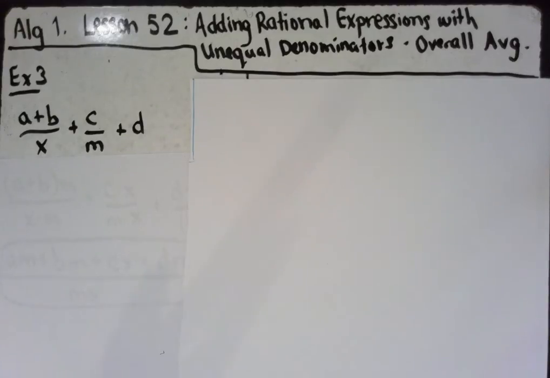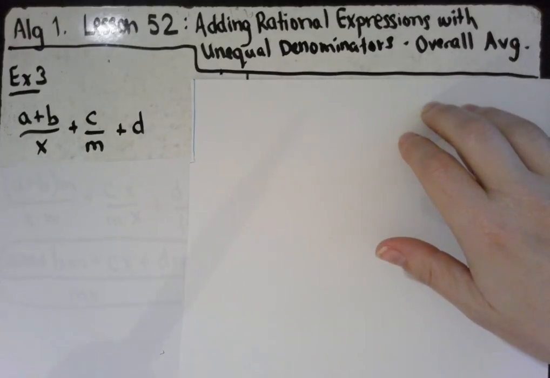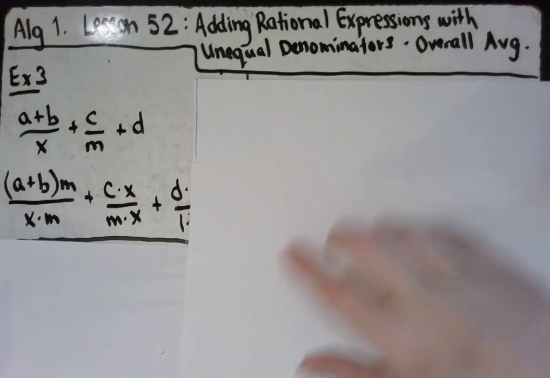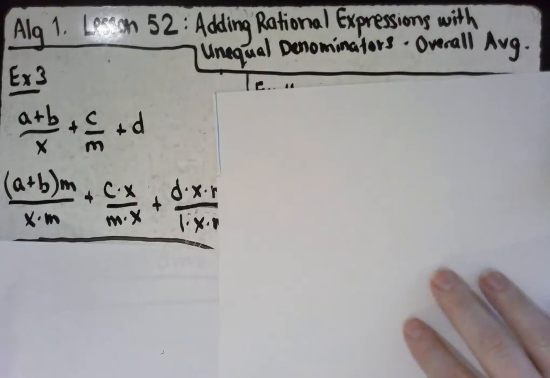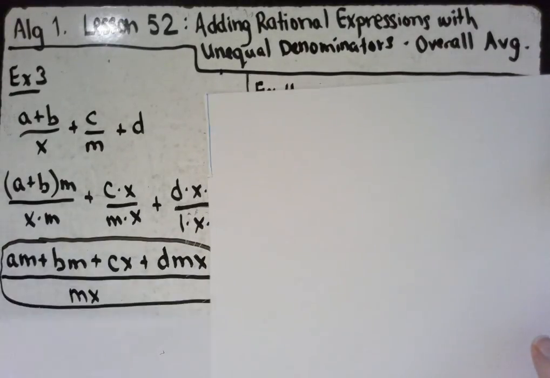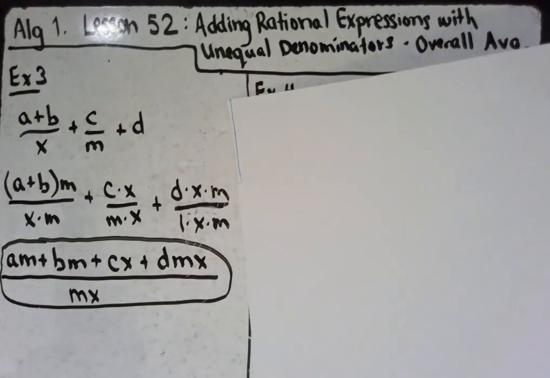Now checking the answer for example 3, the common denominator would be m times x. And once we simplify and expand everything, we would have am plus bm plus cx plus dmx over mx.